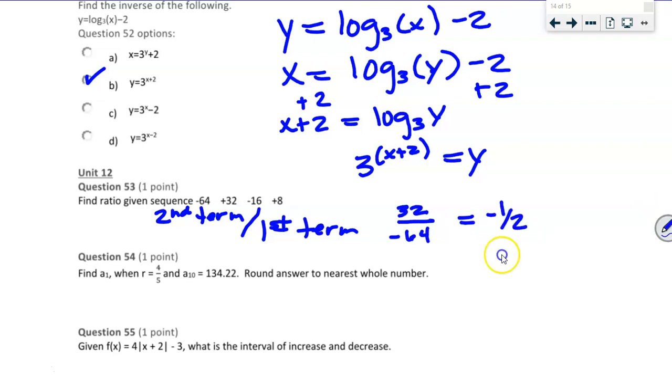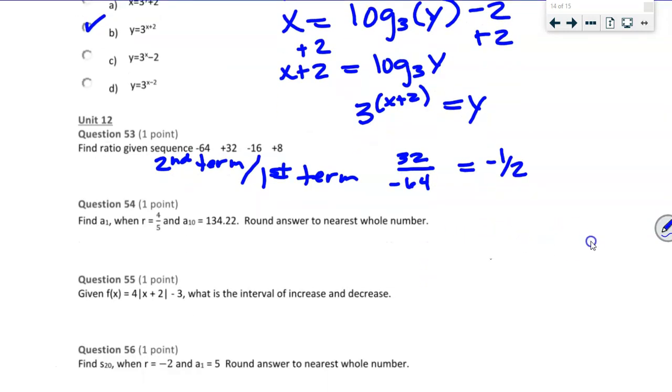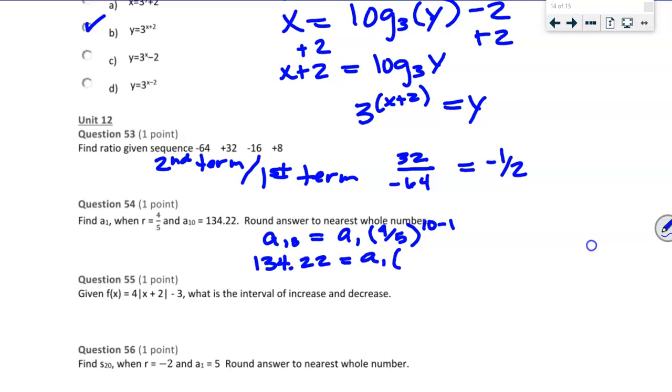That's our ratio. Number 54 says find A1 when we are given the ratio of 4/5 and A10 is 134.22. So when I do this one, I'm going to say A10 equals A1 times our ratio, which is 4/5, to the 10 minus 1. So I'm going to put the A10 over here. So that's going to be 134.22, and that's equal to A1. And we're going to do our 4/5 to the 9th power, right?